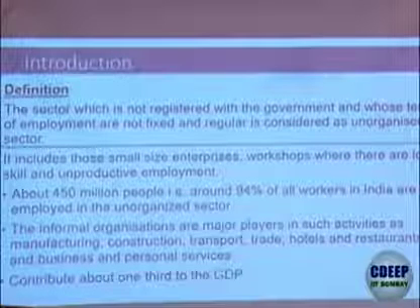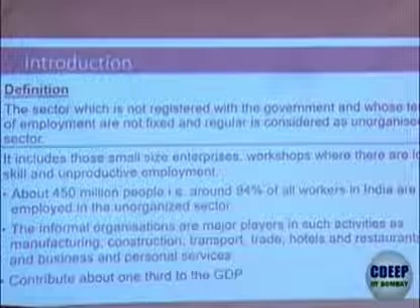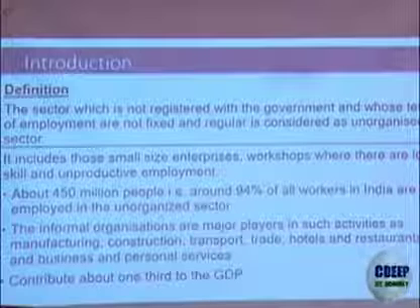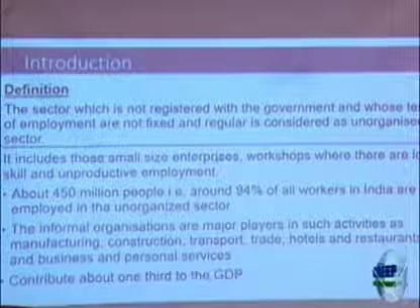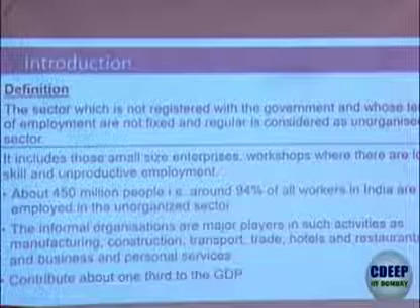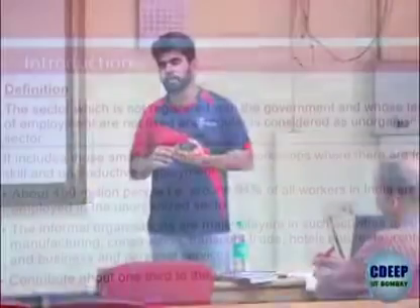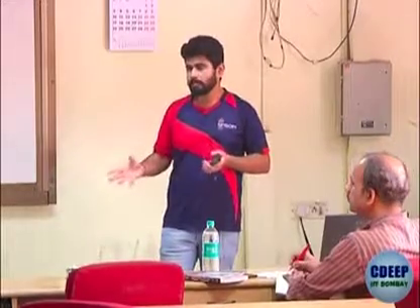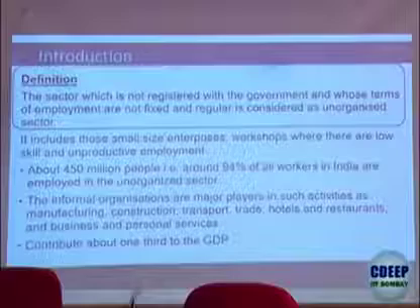We have about 450 million people, that is around 94% of all workers in India, that belong to this category. Another point is that informal organizations are major players in activities such as manufacturing, construction, transport, trade, hotels, etc. All these together contribute to about 1/3 of the GDP, and a peculiar feature is that such enterprises don't work towards increasing their profits. They work towards earning a livelihood, and these people educate their children, feed their families. So basically, invisibly, they play a major role in the development of the nation.